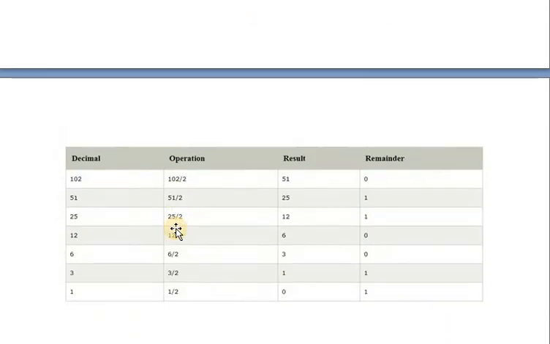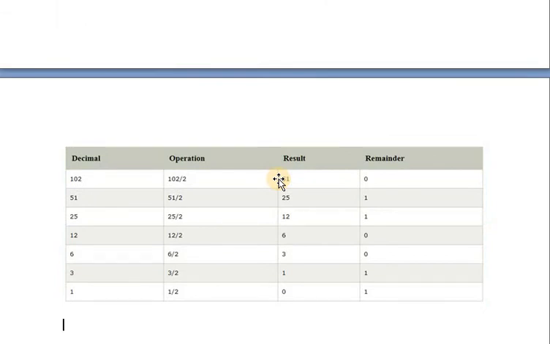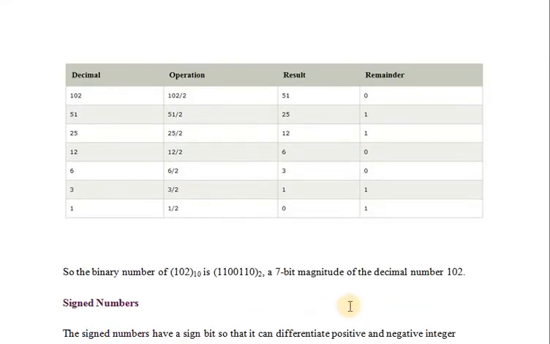See here, we will have an example. Represent the decimal number 102 in unsigned binary numbers. We will change this decimal number into binary, which has only the magnitude. You know how to convert a decimal to binary: you should divide it by 2. So see here, this is the result, 1 1 0 0 1 1 0. This is how we have to represent it. This is the decimal number converted to binary, a 7-bit magnitude of the decimal 102. So how many digits? 1 2 3 4 5 6 7.